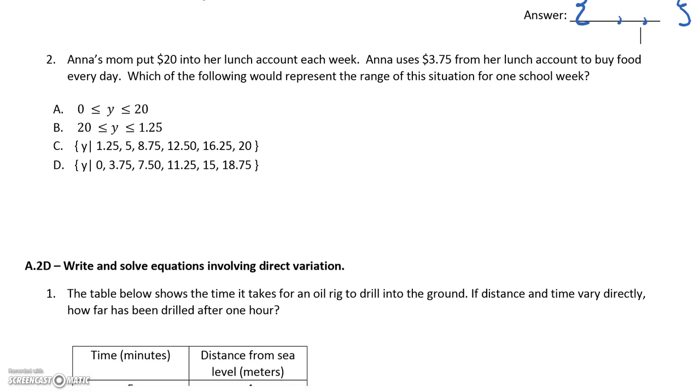Okay, number 2 says, Anna's mom put $20 into her lunch account each week. She uses $3.75 from her lunch account to buy food every day. Which of the following would represent the range of this situation for one school week? So she starts off with $20, so we know our answer has to have $20 in it. So this letter D does not have 20, so D cannot be it. And then there's also a problem with B, because it says 20 is less than $1.25, and that's not true. So you only have 2 options, really.